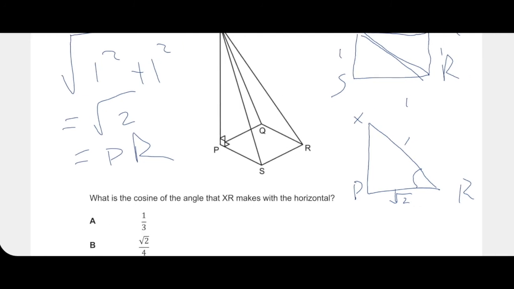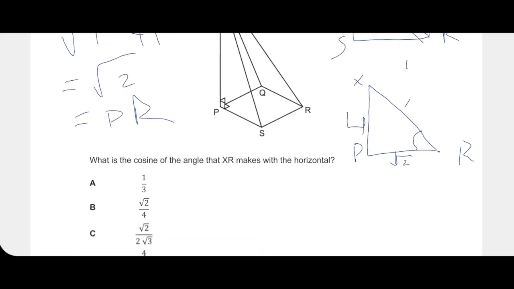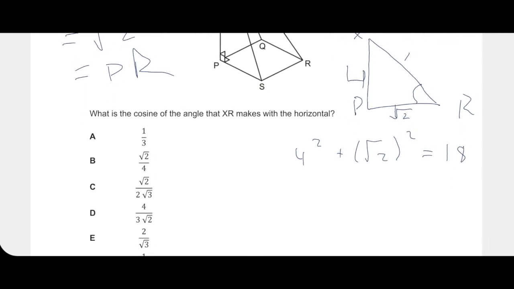We also know that PX is equal to 4. We need to work out what this hypotenuse is because the question is asking us for the cosine of the angle XR. So we use Pythagoras' theorem again. 4 squared plus root 2 squared is equal to 18. The square root of 18 is equal to 3 root 2. So therefore XR is equal to 3 root 2.